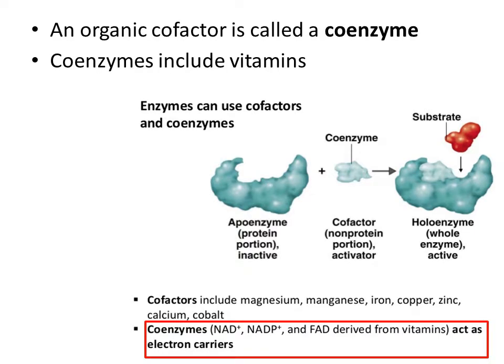An organic cofactor is called a coenzyme. Coenzymes include vitamins. So we're going to talk about NAD, NADP, and FAD. These are derived from vitamins. In order for the enzyme to work, these coenzymes must be present.